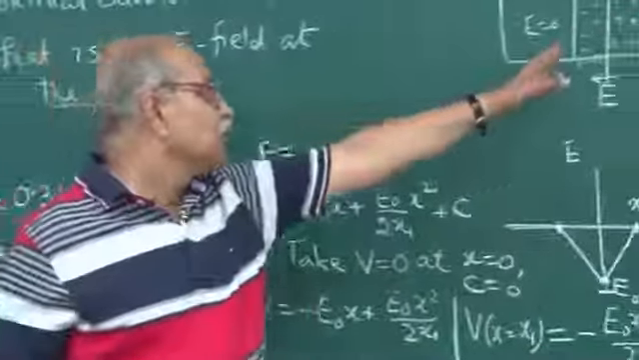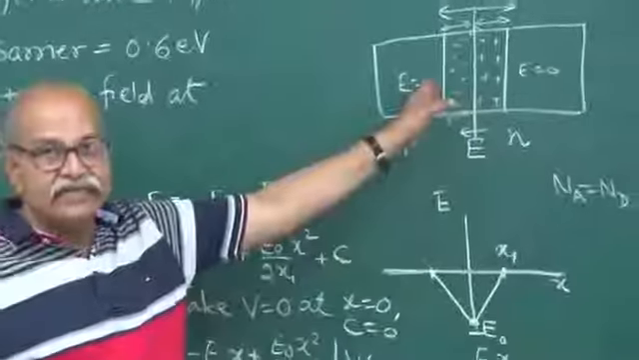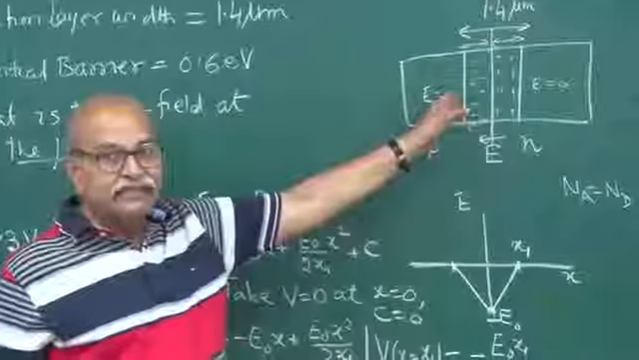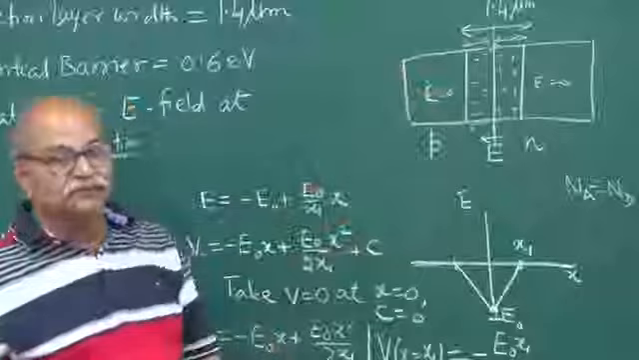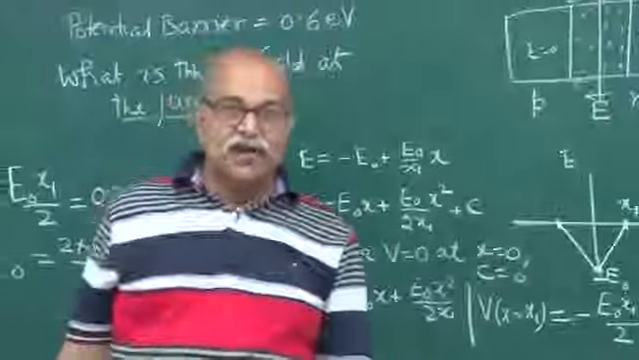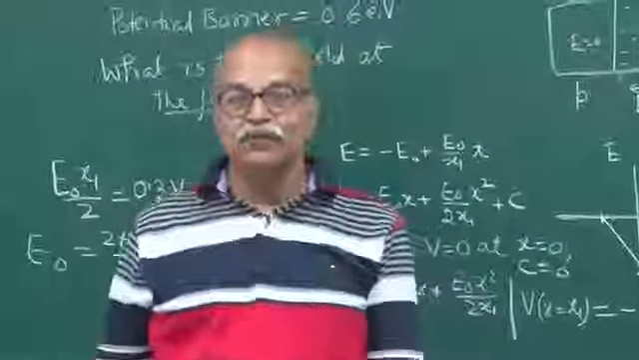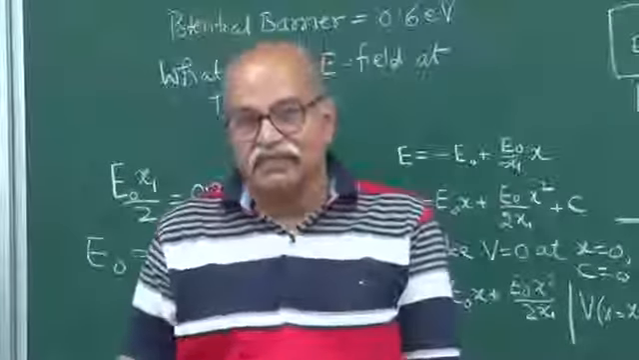And then as you go on this side or on this side, it linearly decreases to 0. Alright, so we will stop here, and next time we will do some special p-n junction diodes.